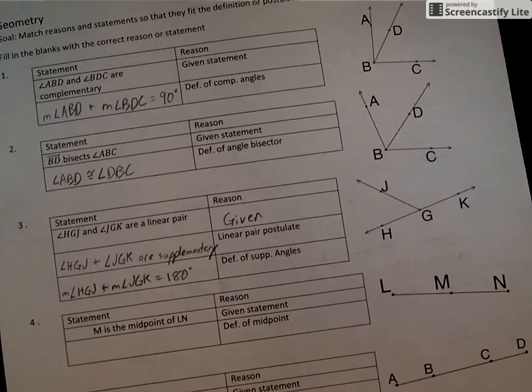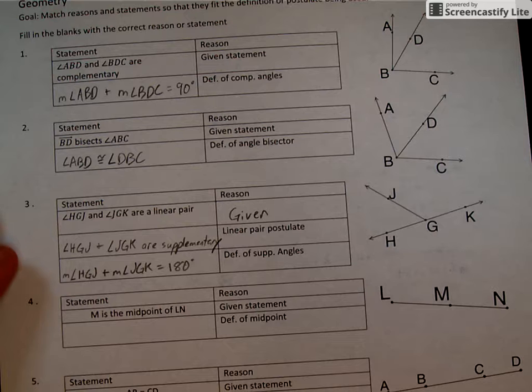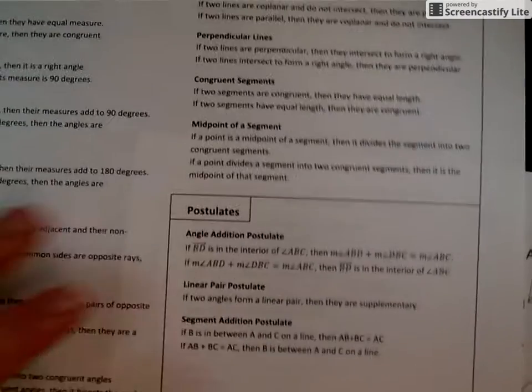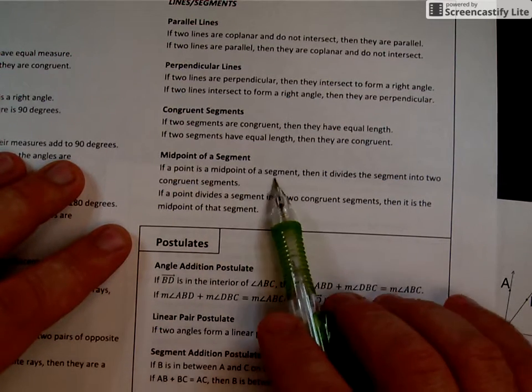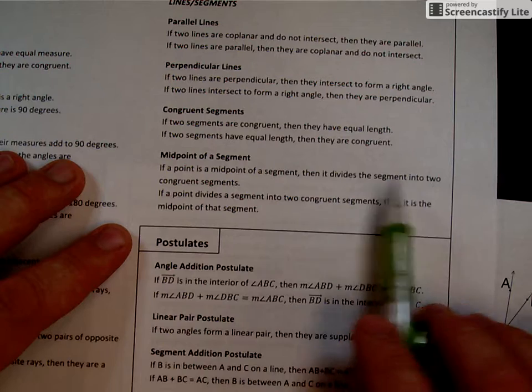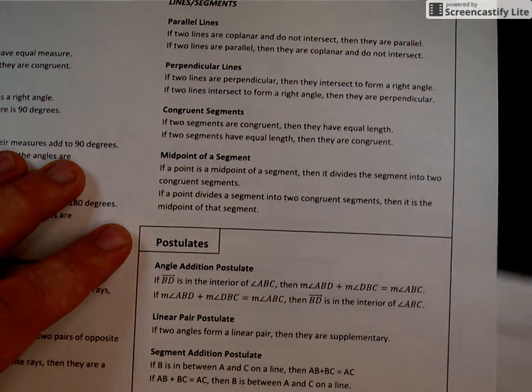Okay, the next problem says M is the midpoint, and we're using the definition of midpoint. So what is the definition of midpoint? Sorry, I'm looking at my definitions. That one, I'm not certain that one's on here. Oh, there it is. It is on here. I was wrong. Midpoint of a segment here. If a point is a midpoint, then it divides the segment into two congruent segments. So I know that I have two congruent segments here.